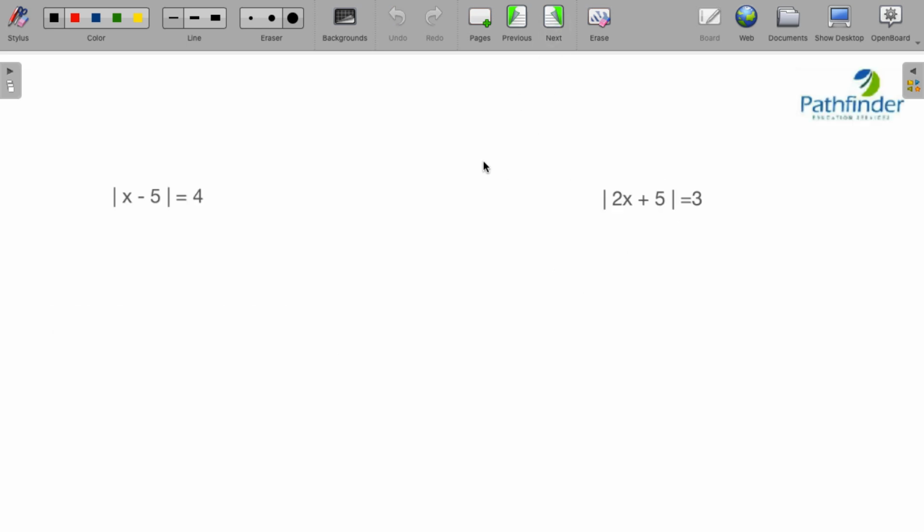And there is a set method with which you are going to solve the equation. For example, if there is an equation of the form mod of x plus minus a is equal to, let's say, c, where a and c are some constants, then to solve such an equation you will have to take two cases. In case number 1, you open the mod bracket and directly write x plus a is equal to c.